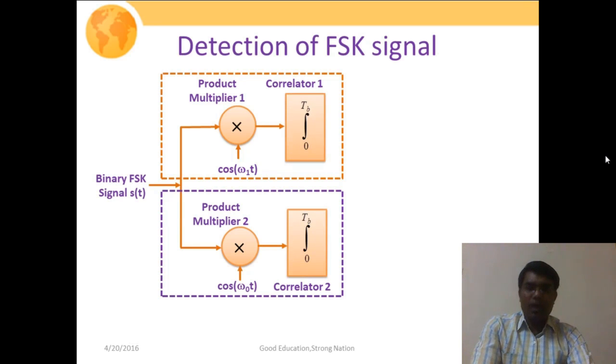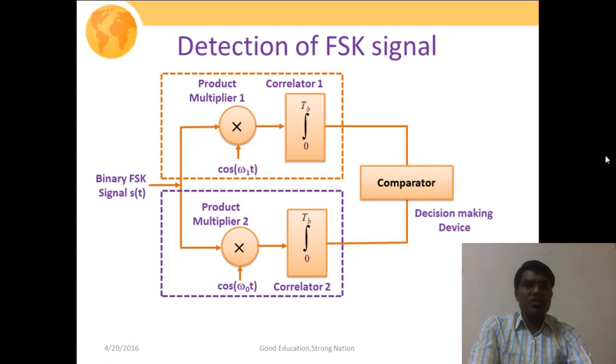Then we pass the product modulator output to the integrator. The integrator output will then be passed to the comparator. The comparator essentially compares the outcomes of the two correlators, and depending upon the comparison result, it makes a decision whether the transmitted bit was 1 or 0. To make this decision, it compares correlator 1's output at a particular time with correlator 2's output at that same time.